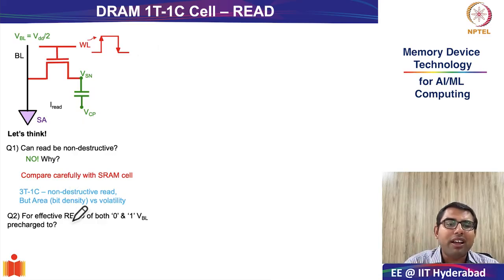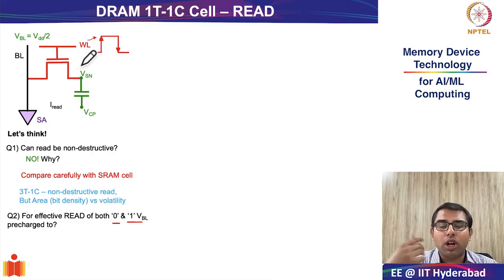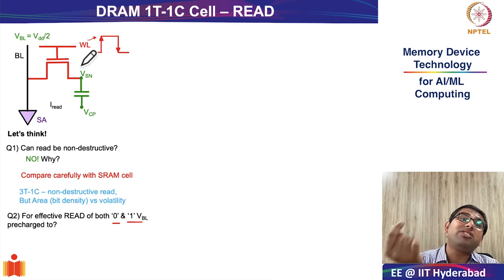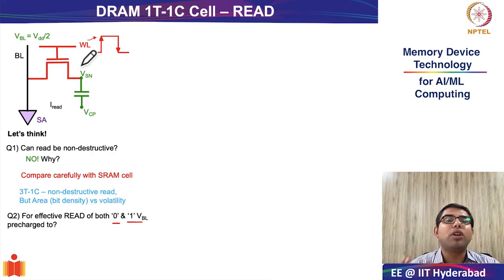If you want effective read of both 0 and 1, remember when you have 0, the VSN voltage is 0, and when you have logic 1, the VSN value is equal to VDD. So the question I'm trying to ask is, please pause the video and think what should be the pre-charge value of the bit line such that you get effective read operation at both values, 0 and 1, or 0 and VDD, where you get effective sensing at the end of the sense amplifier for both stored values of 0 and 1.